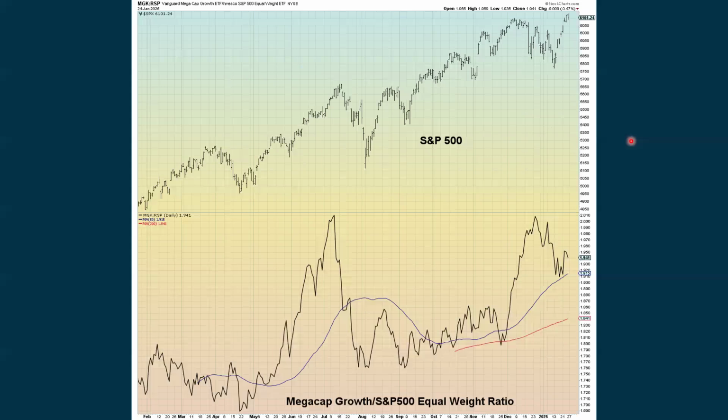We look at a ratio between the mega caps, really, really big companies, and the equal weight version coming down a little bit here. Didn't really outperform this past week, even though we've been positive with the S&P 500.